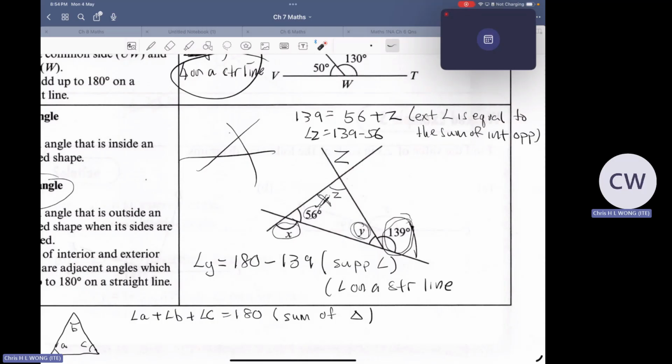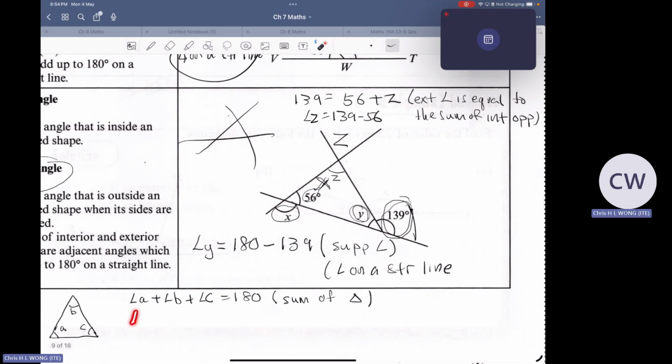If I give you a triangle like that, and I say angle A is 20 degrees, angle B is 60 degrees, you're supposed to find angle C. You know you can find it, because if I say angle C equals 180 minus 20 minus 60, you can find C already, right?